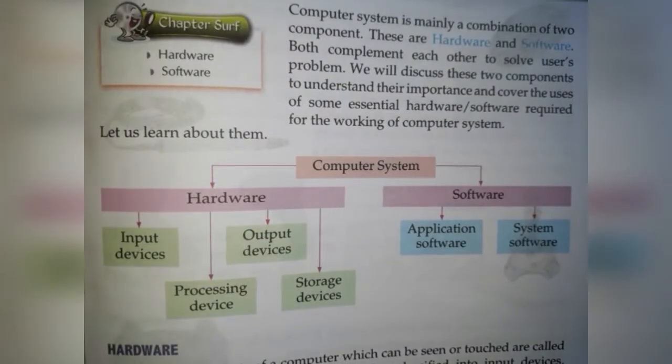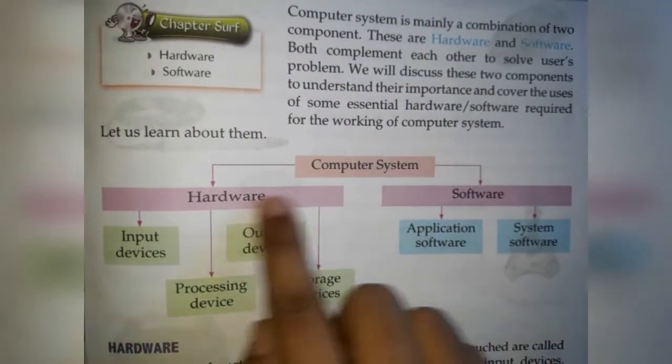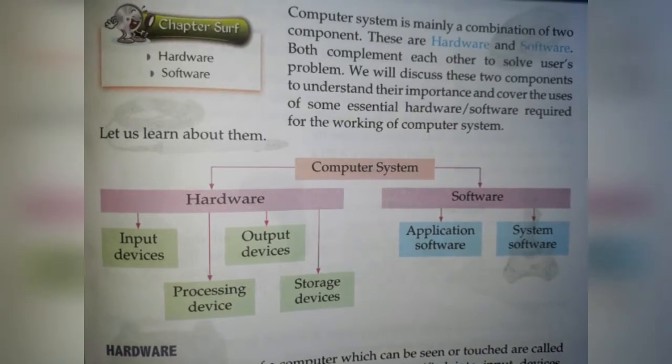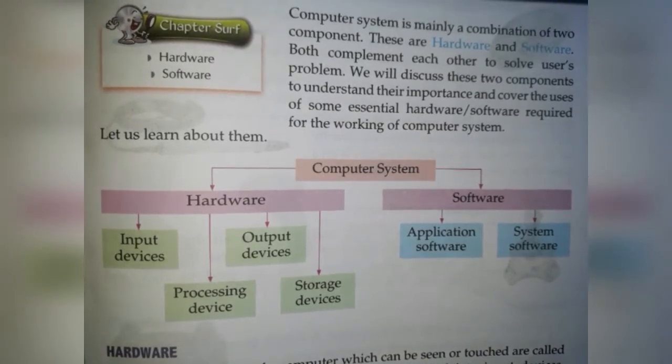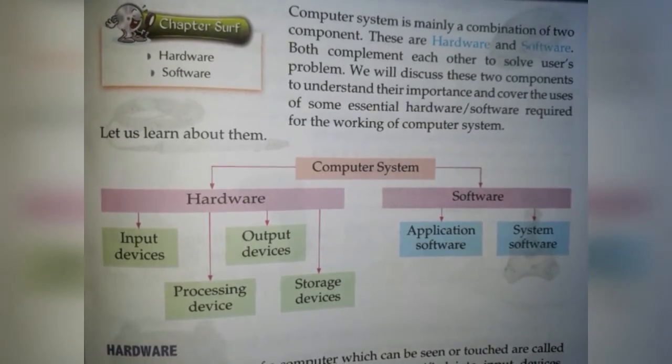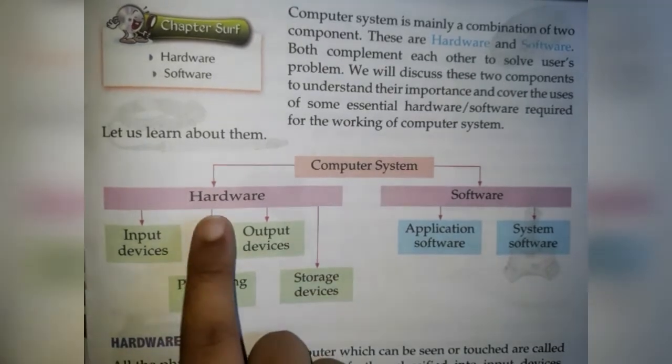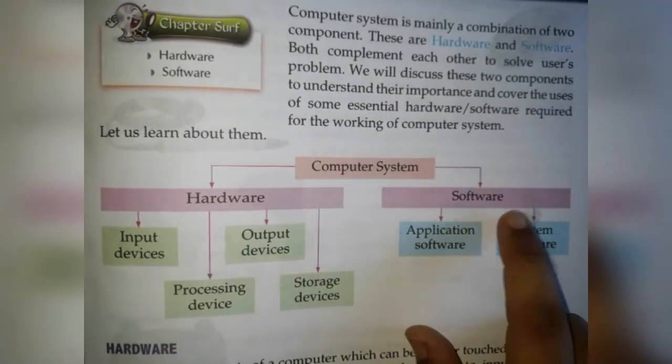Can you see a flow chart here? Yes, this is the figure. It is called the flow chart. It shows that our computer system is divided into two components. Computer system is a combination of two components. First one is the hardware and the second one is software.